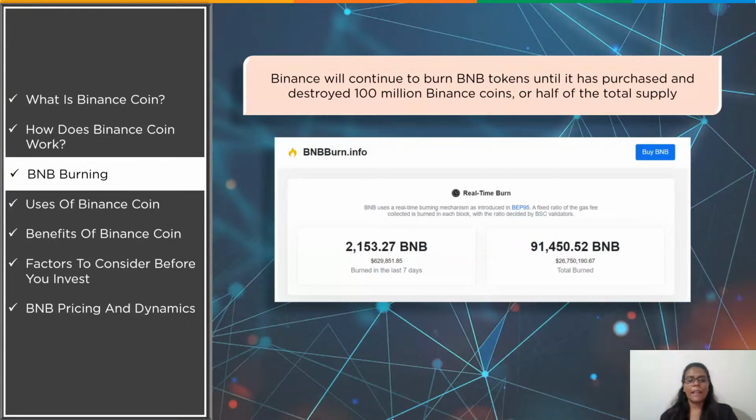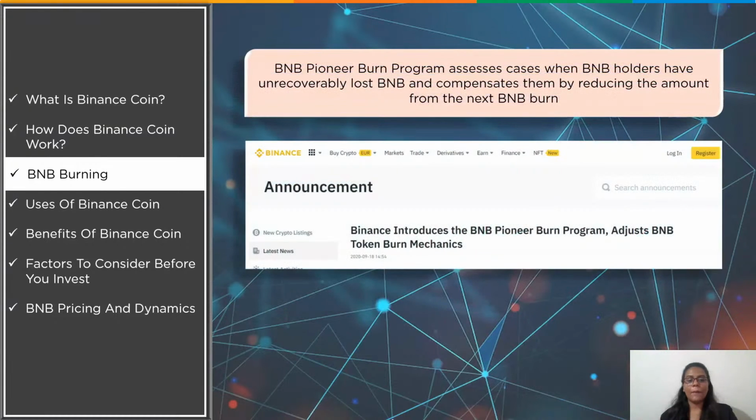Binance Coin supply is reduced as a result of the procedure, and its rarity is affected, which could affect the asset's value. Binance also has a program called the BNB Pioneer Burn Program, which assesses cases when BNB holders have unrecoverably lost BNB and compensates them by reducing the amount from the next BNB burn. Now let's have a look at some of the uses of the Binance Coin.